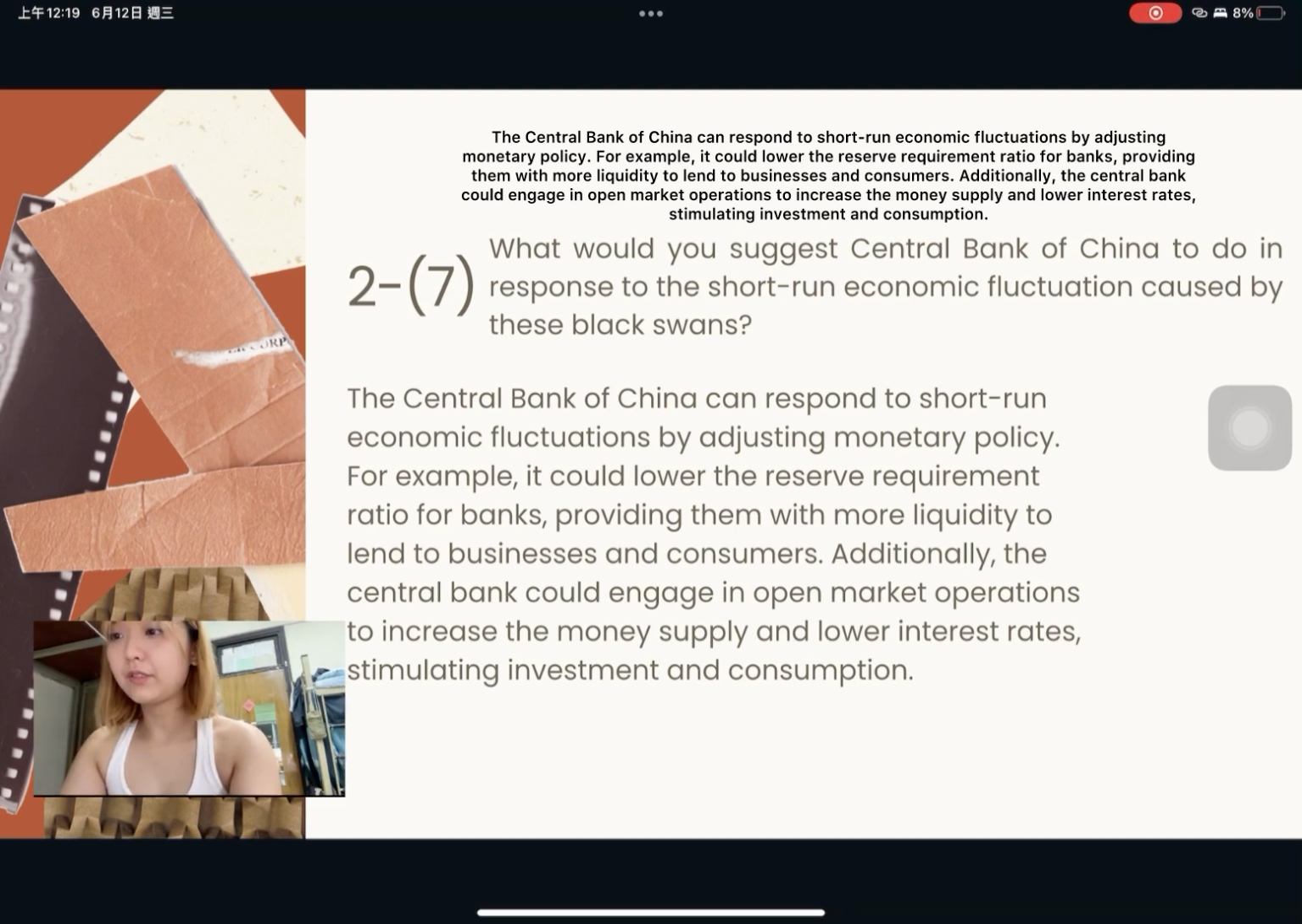Question 7. The Central Bank of China can respond to short-run economic fluctuations by adjusting monetary policy. For example, it could lower the reserve requirement ratio for banks, providing them with more liquidity to lend to businesses and consumers. Additionally, the central bank could engage in open market operations to increase the money supply and lower interest rates, stimulating investment and consumption.